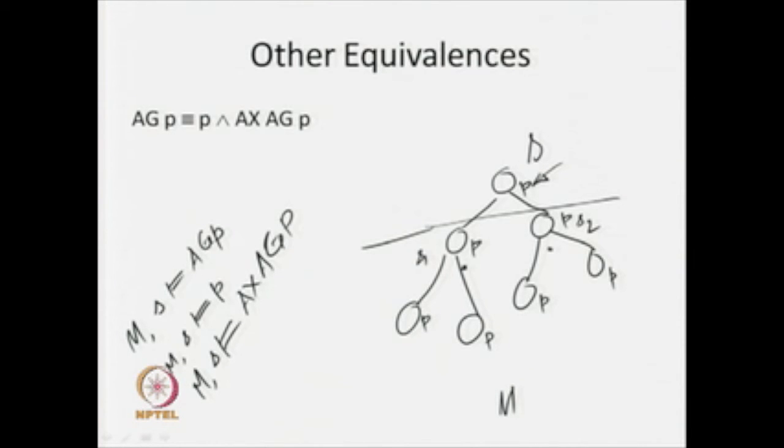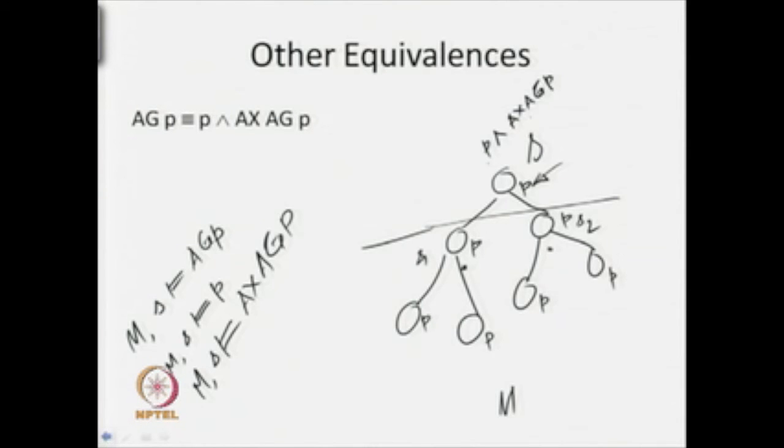Now, you just see that if both these components are true over here, P and AX AG P, then we can say that this formula AG P is true at that particular point. So, I think it is clear to you. If both the components are true, then I can say that AG P is true over here. With the similar notion, we can go for EG P is equivalent to P and EX EG P. This is similar to this one, but instead of looking for all paths, it is EG P. So, we are concerned about one particular path.